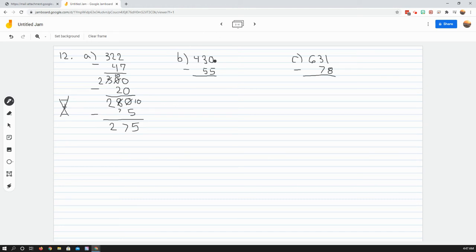We have 430 and we have to subtract 55. So in my 4, do I have to take away something? Nope. I'm going to drop that 4. It's still going to be a 400. Now, I have 3 and I have to take away 5.